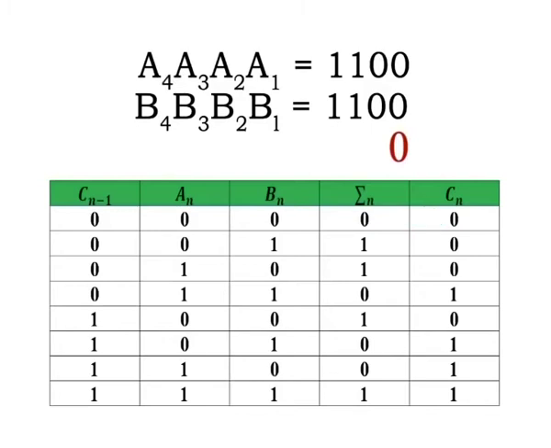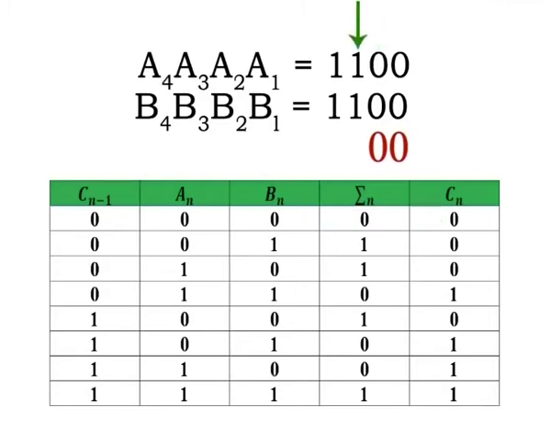For n is equal to 2, A2 is equal to 0, B2 is equal to 0 and Cn minus 1 is also equal to 0 from the first row of the table. Here sigma 1 is again 0 and C2 is 0.